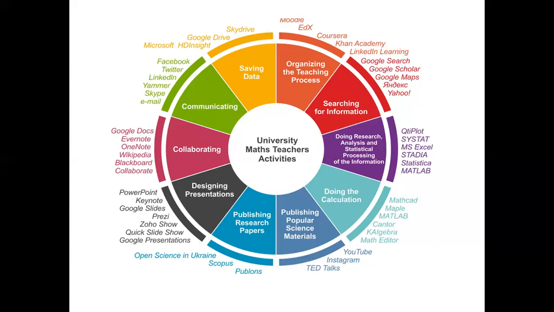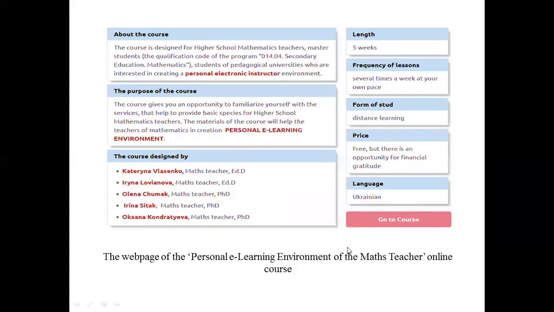In Table 1, we analyze the various tools in terms of their functionality for the teacher. The presented personal e-learning environment of the Maths Teacher course is designed to prepare the teacher for these changes. This online course is designed for 5 weeks, to be worked through at the pace selected by a teacher. If desired, the user can pass the course faster, but the optimum pace is considered to be the one that provides for 2 lessons per week.